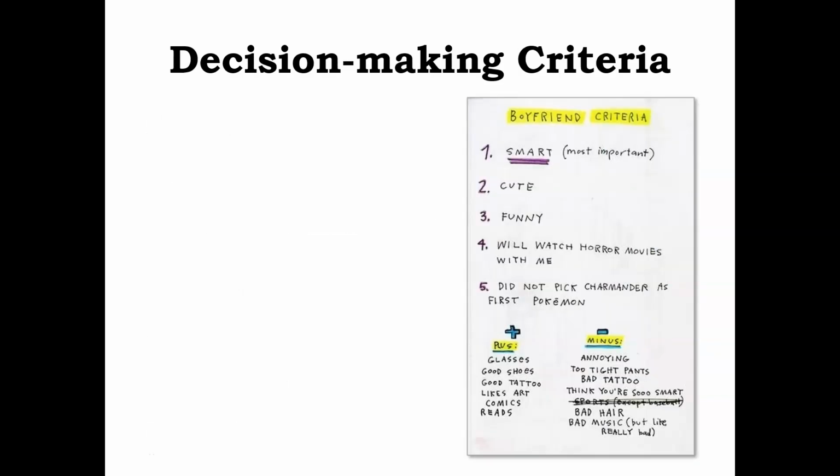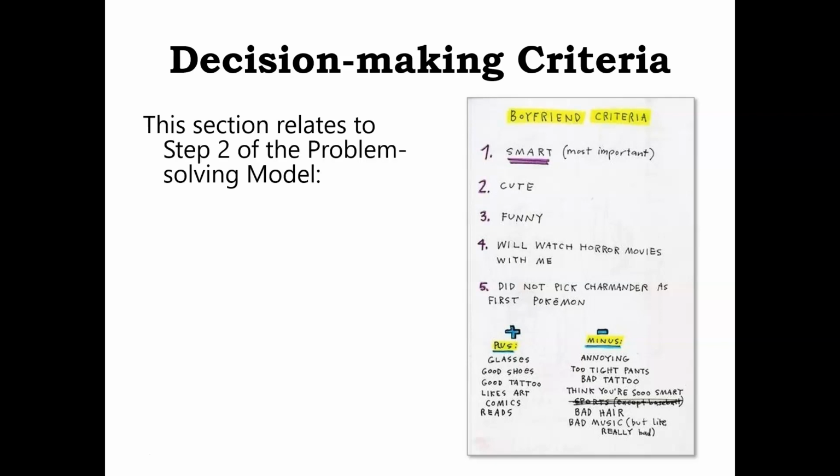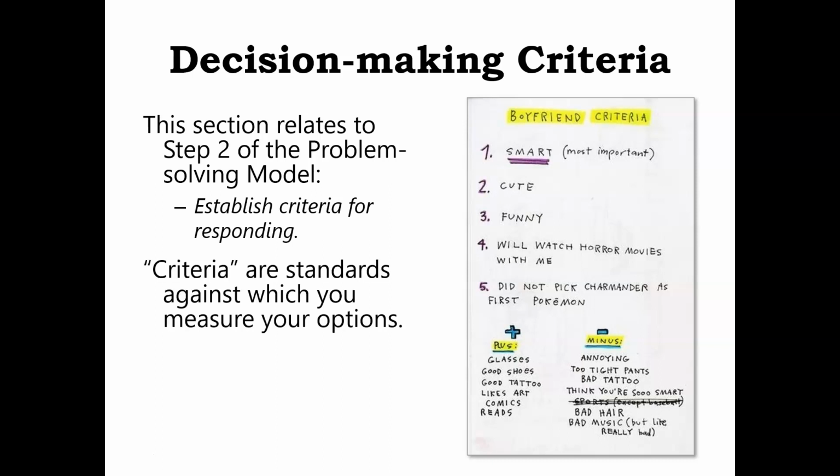The next major section is the decision-making criteria. It relates to step 2 of the problem-solving model, establishing the criteria for responding. Note that criteria are standards. You're going to measure your options against these. You want to make sure that your criteria fit into one of two categories. There is necessary and desirable. Some things must be done in order to pick an option.